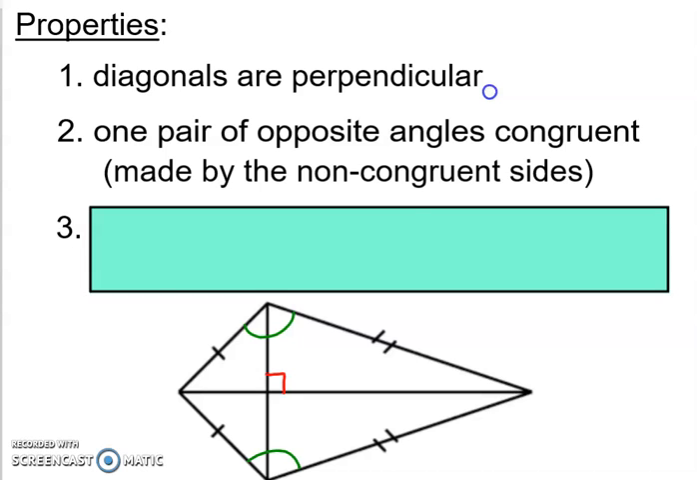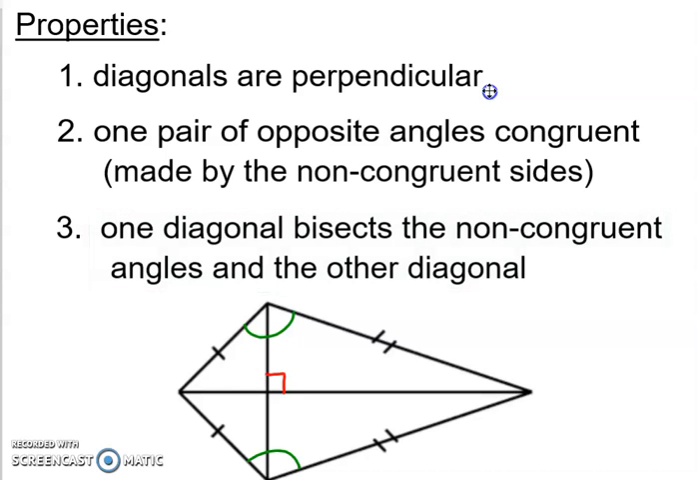The third property is that one diagonal bisects the non-congruent angles and the other diagonal. So this has two parts to it. It says one diagonal bisects the non-congruent angles. So if my congruent angles were those green ones that I just put top and bottom, the non-congruent ones are the ones left and right. It's saying that they're bisected.